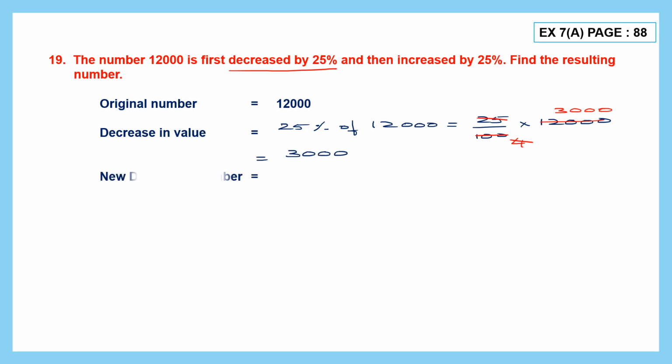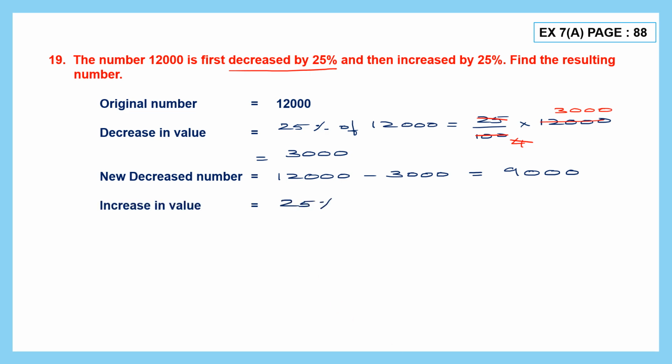Now, which is the new decreased number? That is 12,000, which is the original number, minus 3,000 will give us the new decreased number, and that will be 9,000. The new decreased number is 9,000. Now, after this, what has happened? After it has decreased, now it has increased. So first it was 12,000, now it has become 9,000. From here, it has increased by 25%. So now the increase in value will be 25% of this new number, that is 9,000.